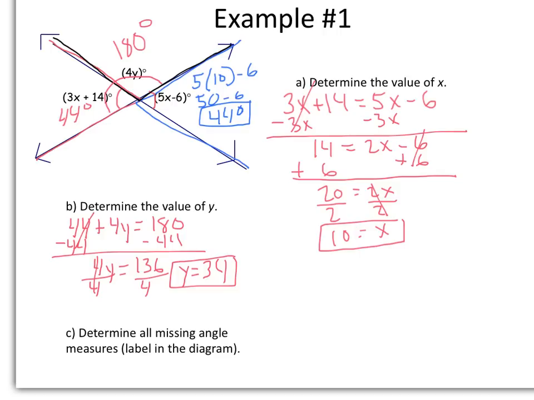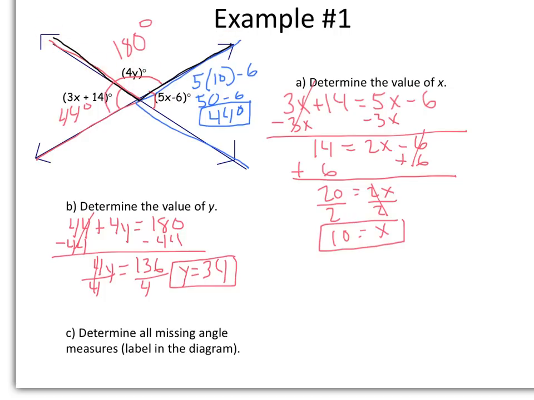Perfect. Now let's concentrate on this last question. C. Determine all missing angle measures. Remember, I've already found out 2 out of the 4 angle measures. I just need to now find these 2 angle measures. Well, since I solved for y already, I can now plug y into this expression to find out the angle measure of that one.